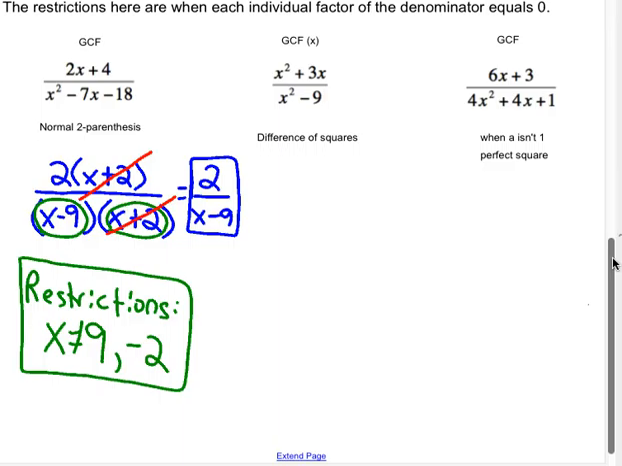On the top, the greatest common factor is the one that has an x in both terms. So the greatest common factor here is actually the x. I pull an x out of both of those, so the x squared becomes x, and 3x just becomes 3.